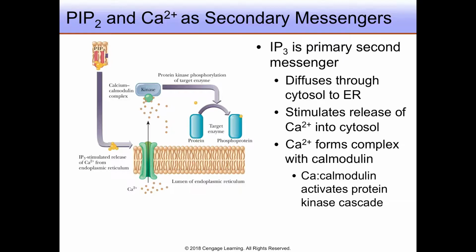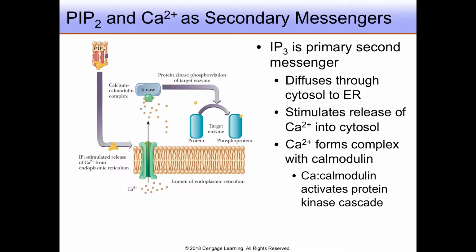IP3 is the primary second messenger and diffuses through the cytosol until it reaches the endoplasmic reticulum. There, it stimulates calcium transporters to open and release calcium into the cytosol, as shown in the figure below.